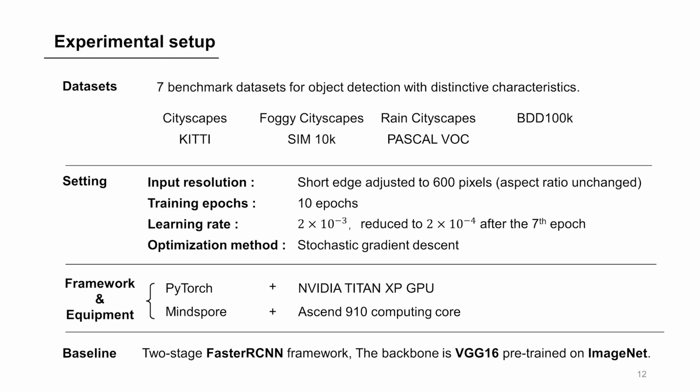Next, I will provide a description of the experiments in this work. First, let me introduce some important experimental settings. We used 7 standard datasets in our experiment. Our method was implemented using the PyTorch framework. As for the baseline, we select the two-stage Faster R-CNN framework with the VGG16 backbone pre-trained on ImageNet.